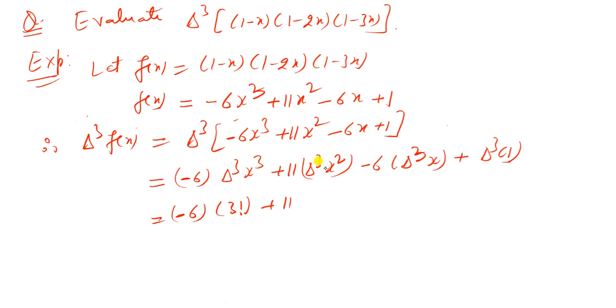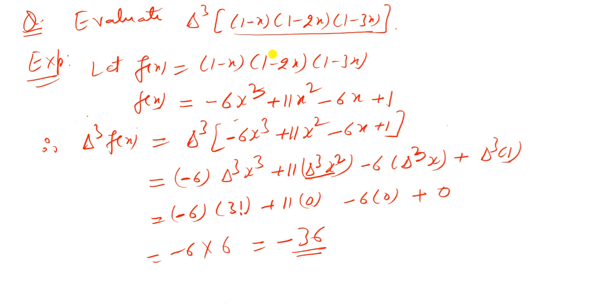Higher order differences of a polynomial of degree n should be 0. So here Δ³ of x² is equal to 0, minus 6·0 plus 0, so this is equal to minus 6 into 3 factorial, which is 6, so this is minus 36. So the value of operating the third degree forward difference, that is the third order difference, on the function f(x) is equal to minus 36, where f(x) is equal to (1 minus x)(1 minus 2x)(1 minus 3x).